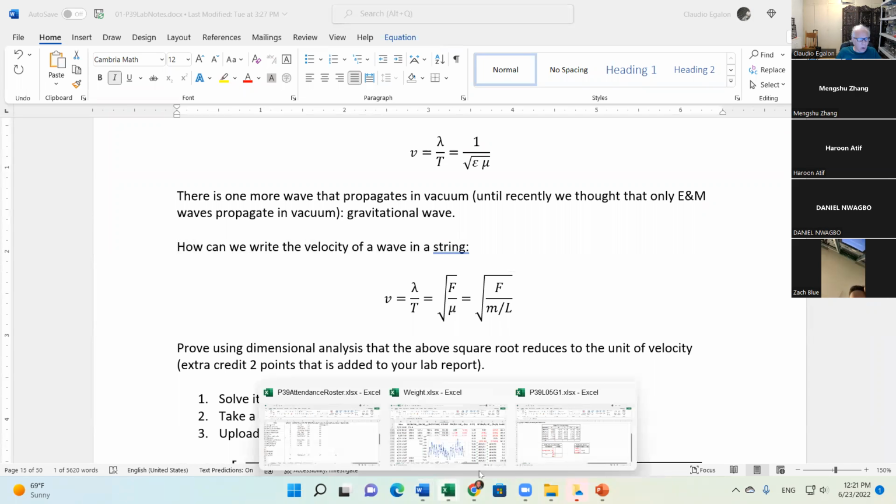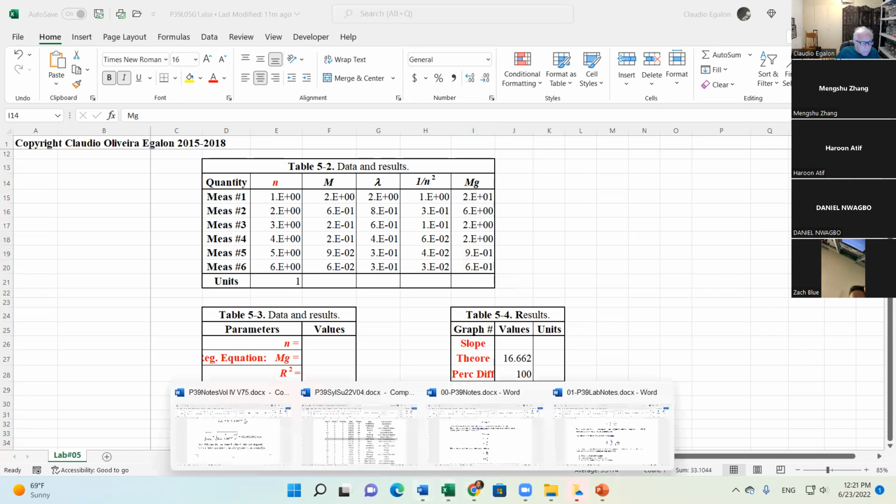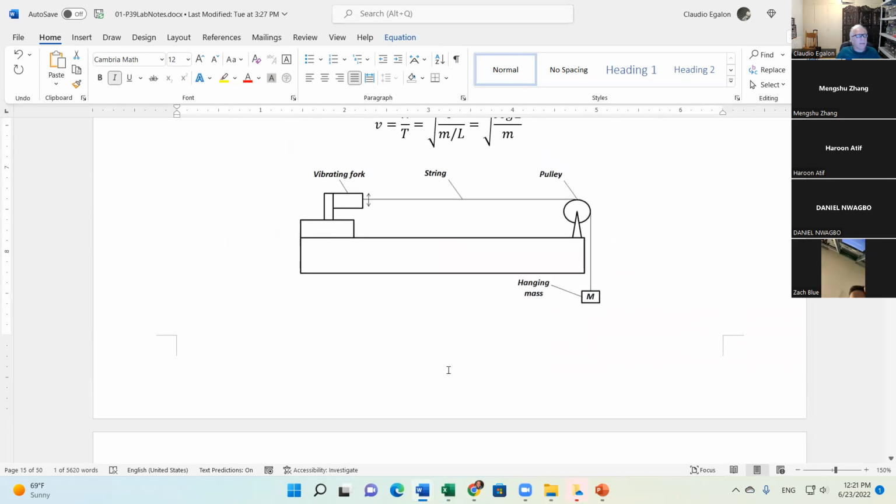Going back to your data, the tension in the string is dictated by this column. How do you control the tension? All you gotta do is put a mass at the end of the string. I have an illustration here for you. Here you go. That's how the whole thing works.